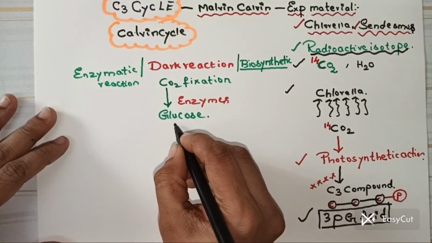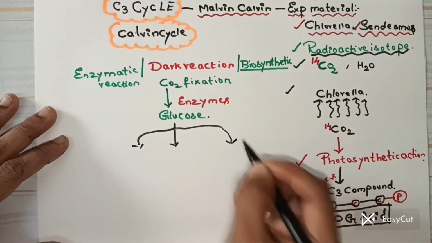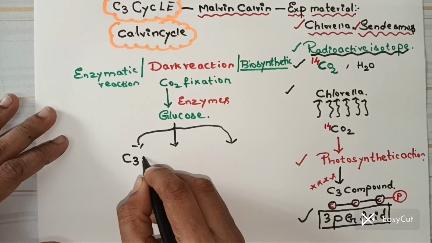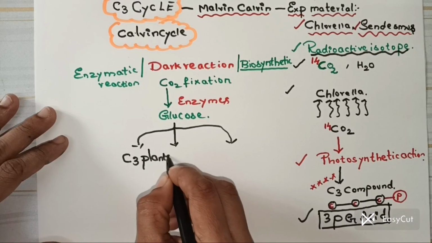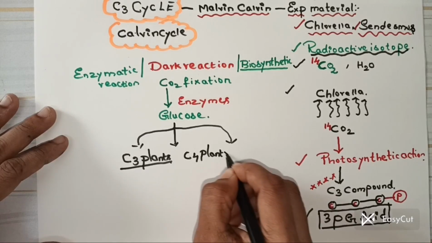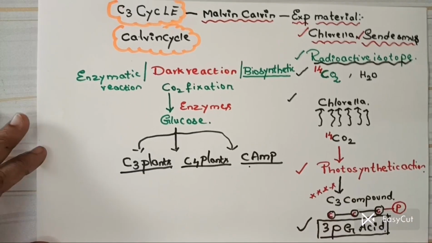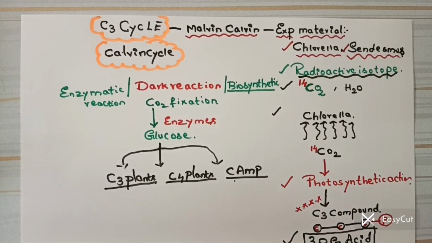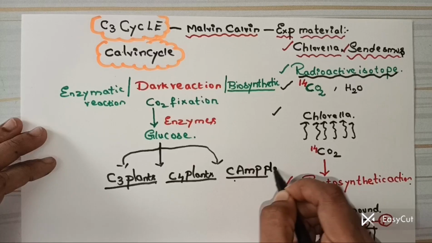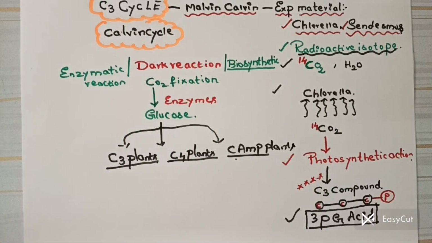Now, based upon this step, all the plants in the universe are differentiated as C3 plants, C4 plants, and CAM plants. I'm not talking about a pathway, bache, I'm talking about plants. Just based upon the dark reaction, all these plants were differentiated as C3, C4, and CAM plants. Bache, it's not about the pathway. I know you are going to understand it so easily.